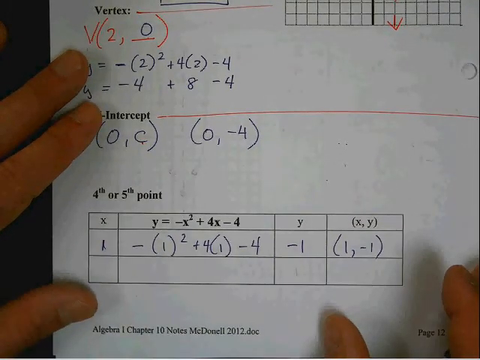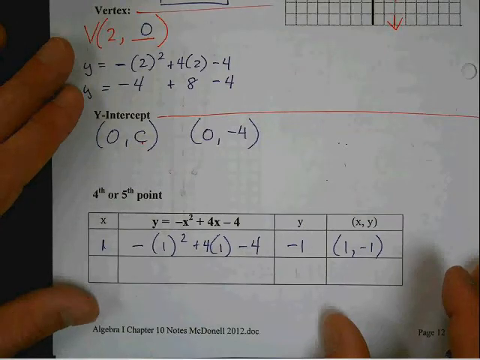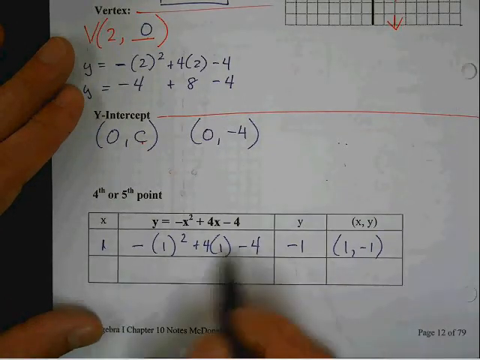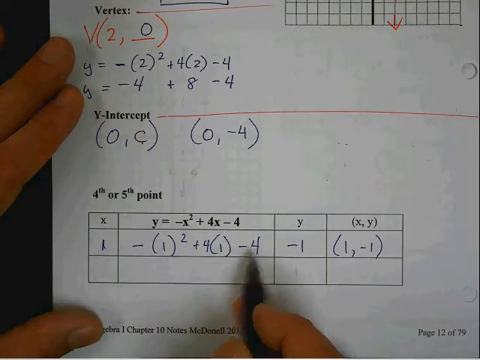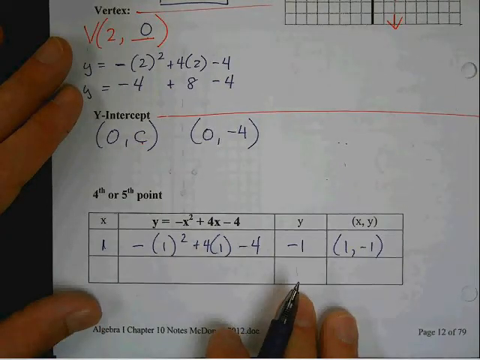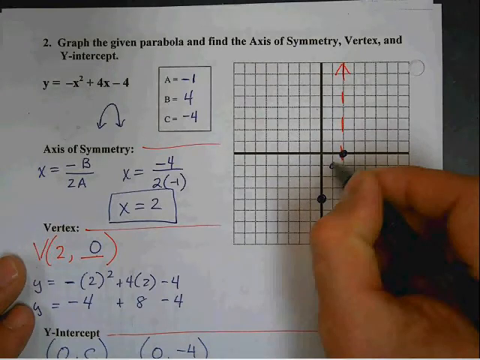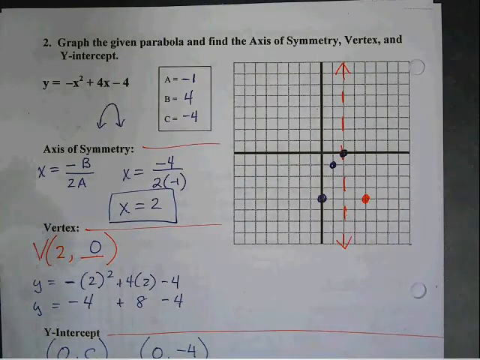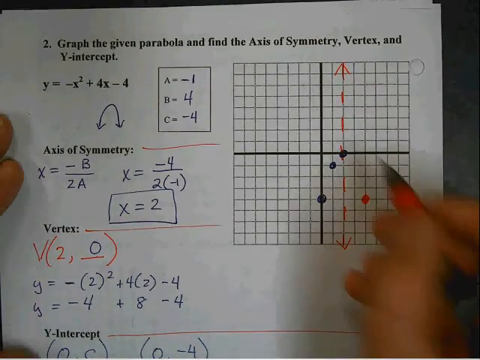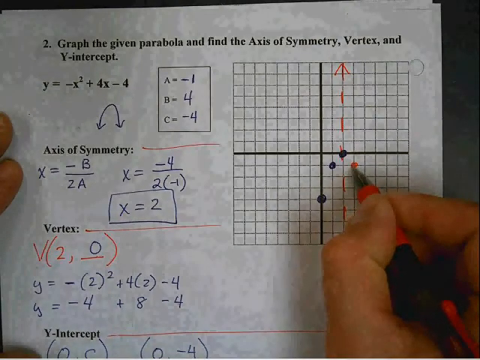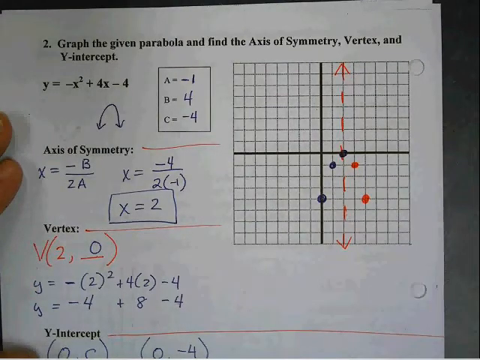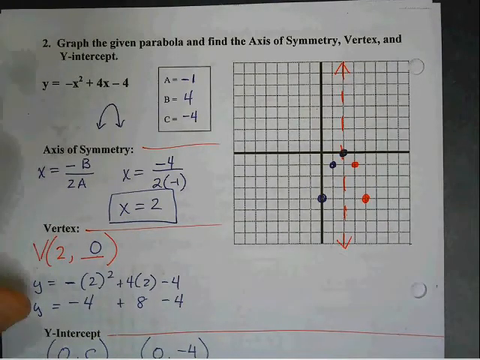Did I go too fast there? I just worked this out. So now I come back up to my graph. 1, negative 1. There's my fourth point. Justin, is the fifth one pretty easy? Okay, let's flip across. Boom. Is that enough to give a decent shape? Okay, let's draw it.